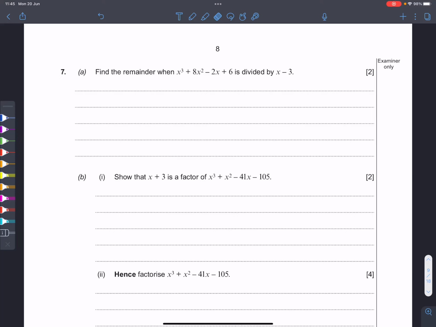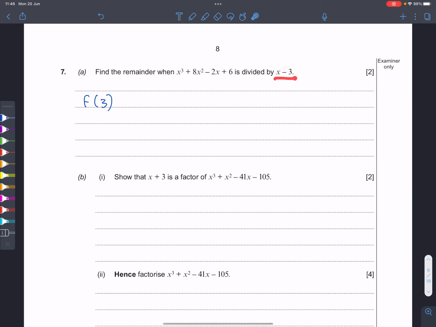Okay, this is question 7 on the WJEC Additional Maths paper from 2019. We're going to find the remainder when this cubic is divided by x minus 3. To find what we get when it's divided by x minus 3, I'm going to substitute in 3. We always just change the sign and substitute it in, unless it's a more complicated one.